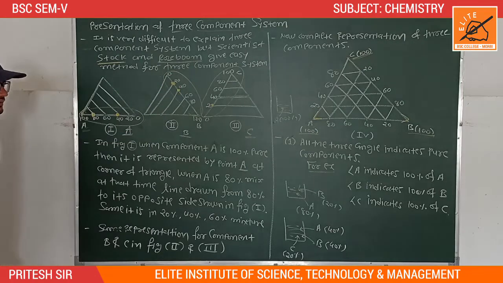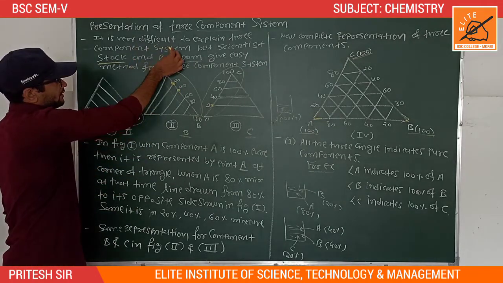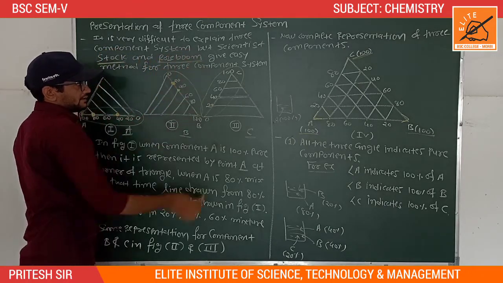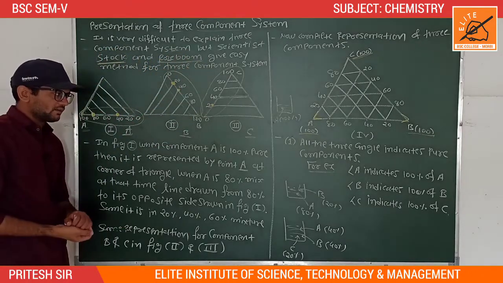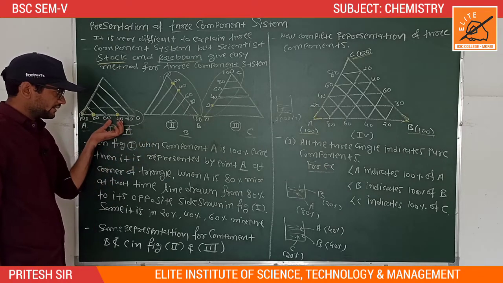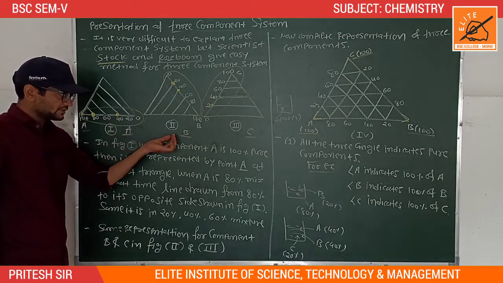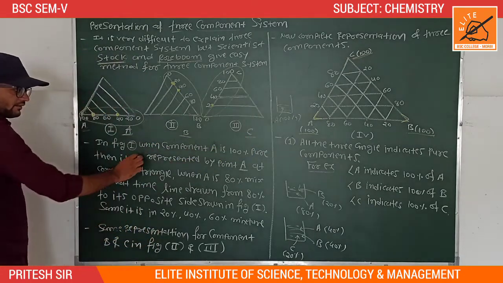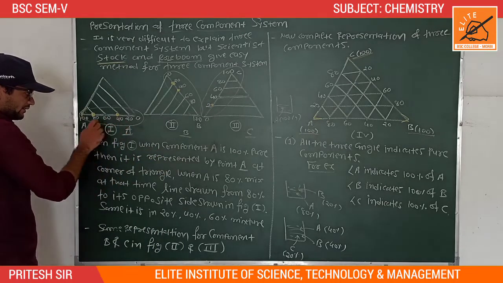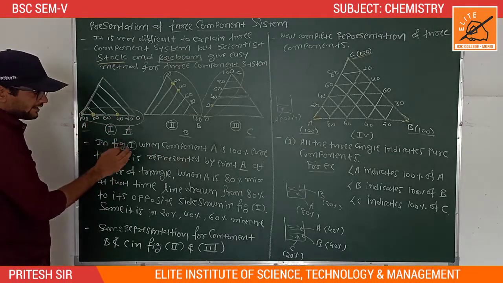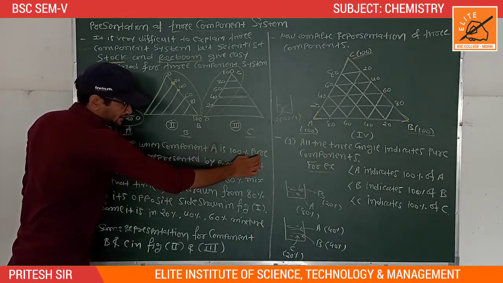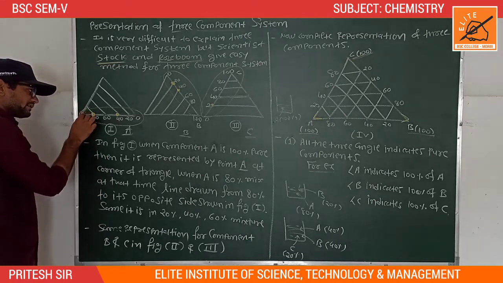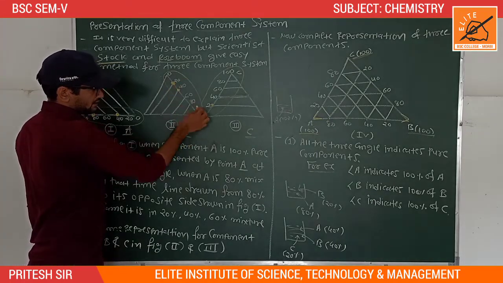It is very difficult to explain a three component system, but two scientists, Stock and Rusbaum, give an easy method for representing a three component system. This figure indicates component A, this one is for component B and this one is for component C. In figure 1, when component A is pure, it means 100% A is present. At this point the value of A is equal to 100%. This point indicates the value of B is equal to 100%.